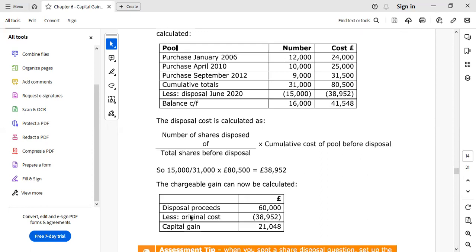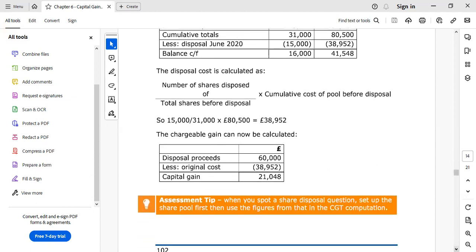The next thing is we have to find out the chargeable gain for this 15,000 share disposal. The disposal was 60,000 pound and the original cost we just found using this formula was 38,952. So it means Terry made a profit of 21,048 pound.